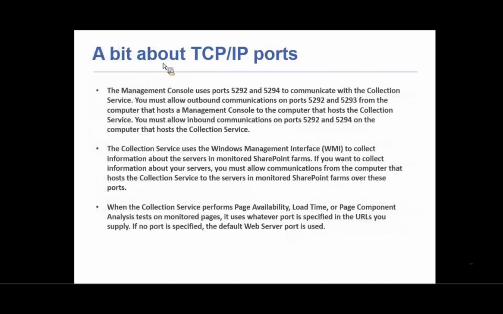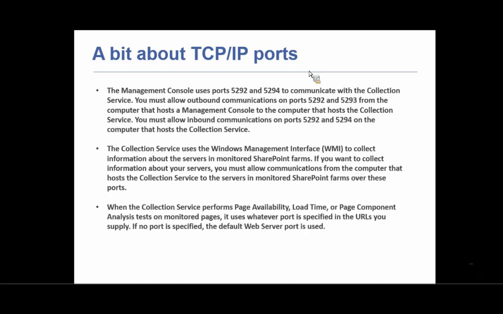Moving along, a little bit about TCP/IP ports. So we're making a lot of remote connections, right? So what do we need to have open to get to those servers? The console uses a couple of ports, 5292 and 94, to communicate with our service, right? So we have to allow outbound communications on those ports from the computer that hosts a management console to the computer that hosts the collection service. And then we have to allow inbound communications on 92, 94 on the computer that hosts the collection service. So in essence, we've got two separate one-way communications.